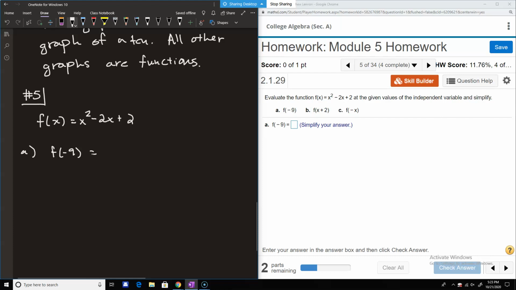Negative 9 in parentheses squared is positive 81, but if you just type in negative 9 squared with no parentheses, that's negative 81. So it's very crucial that you use those parentheses. If you're in doubt, put parentheses around it, and it will come out correctly. So we get 81 plus 18 plus 2, so that comes out to 101.